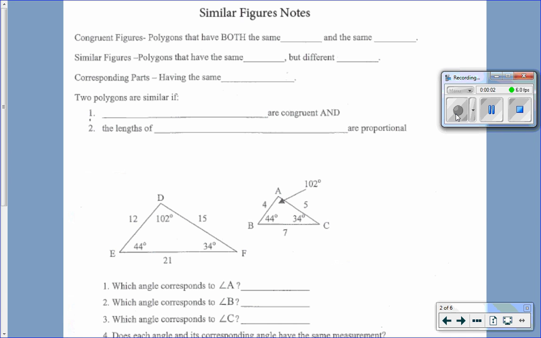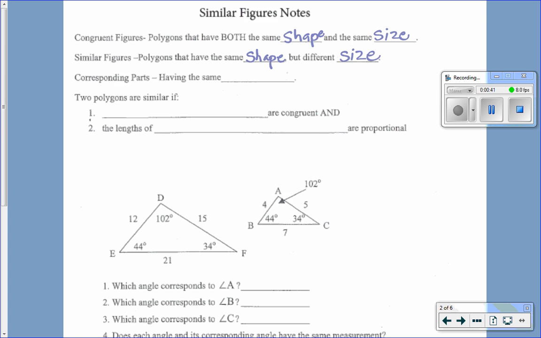All right, congruent figures are polygons that have both the same shape, good, and the same size, good. Our warm-up, were they congruent shapes? No, they weren't. Okay, similar figures, polygons that have the same shape, good, but different size, you got it. Was our warm-up similar figures? Yes. They were similar figures, they had the same shape, but they were a different size.